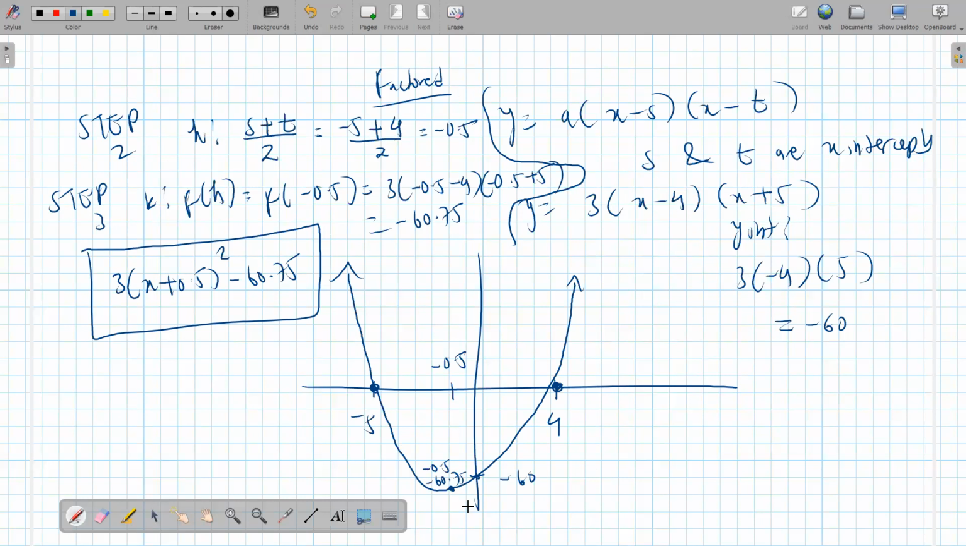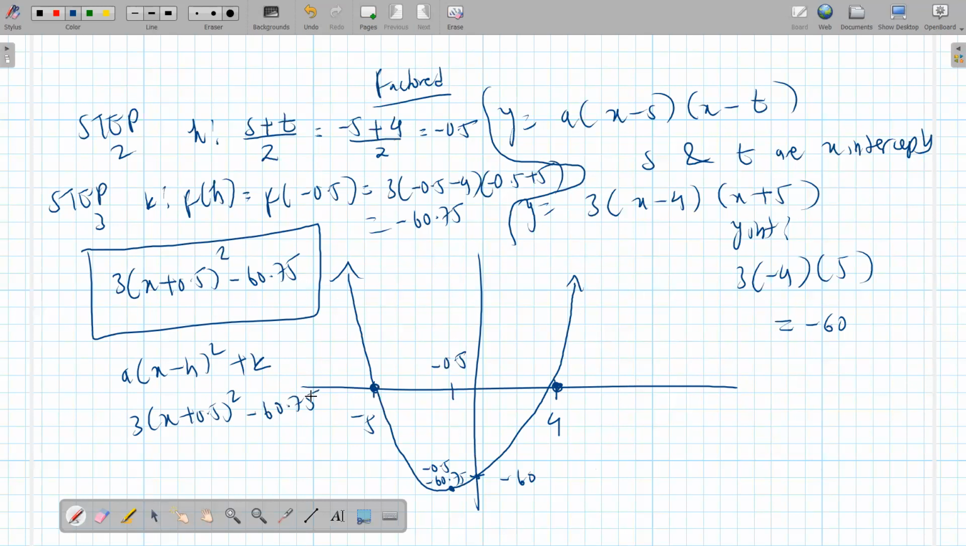Okay. And once you have h and k, you just rewrite it in the vertex form. It's just a times x minus h squared plus k. a is whatever the a was here. Yeah, a is always consistent among the three forms. And h was minus 0.5. So if you plug that in here, you get x plus 0.5 squared, and k is just as is, minus 60.75.